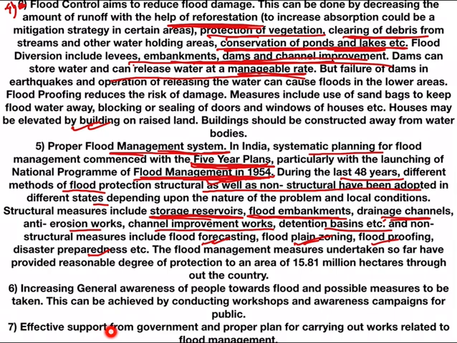And point number 7 is effective support from the government and a proper plan for carrying out works related to flood management. Basically the government has to provide good support in this, and then there can be works which are carried out related to flood management. The government has its flood management program also, and 5-year flood management plans are also there. So in India especially, these are some of the ways in which you can reduce the risk from a flood, or rather you can call them disaster risk reduction strategies for floods.